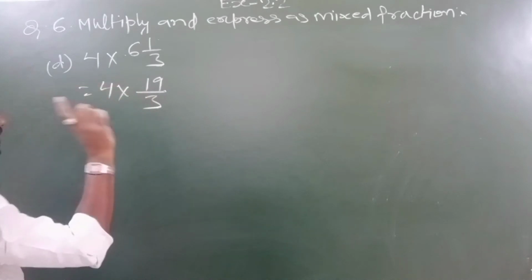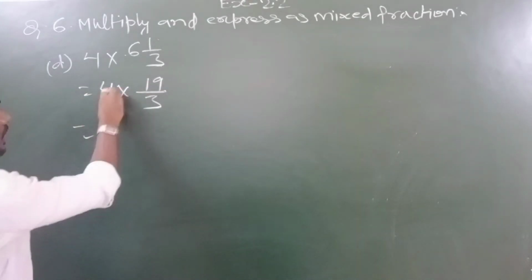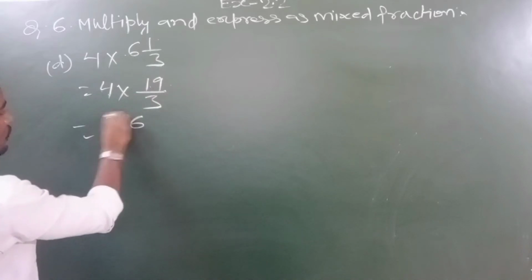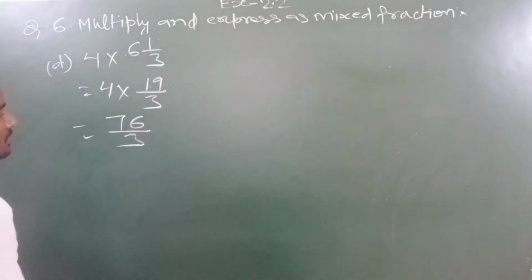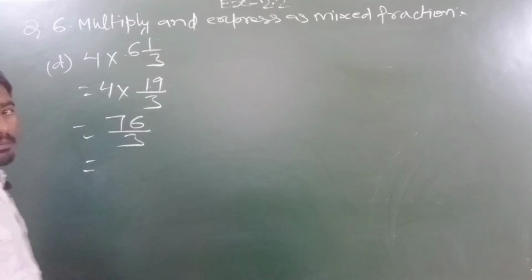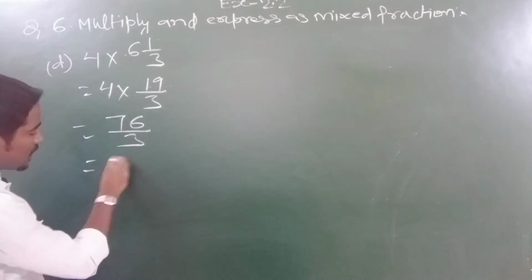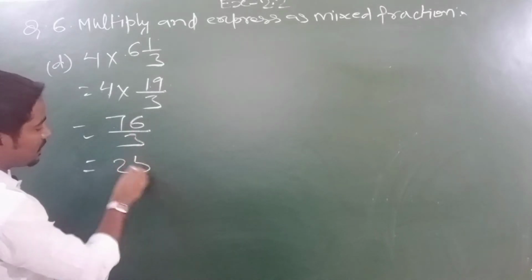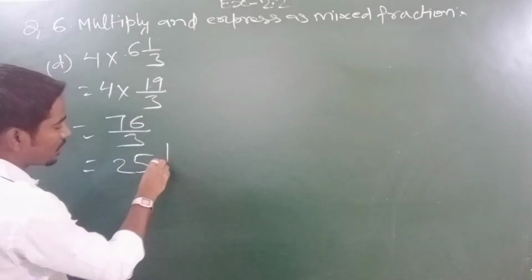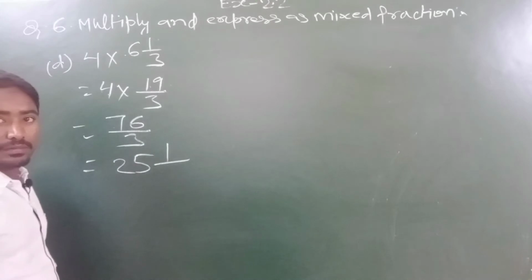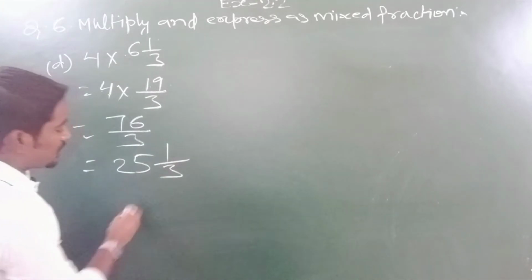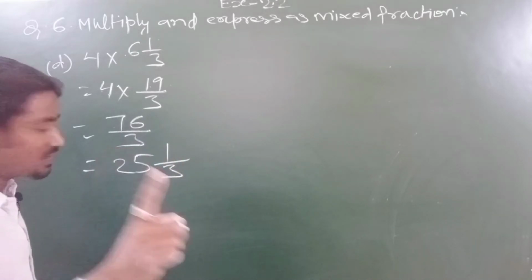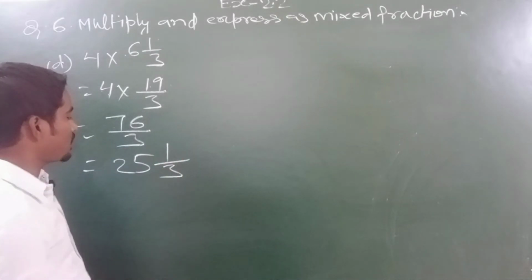No common factor students, so simply we will multiply them. 9 4s are 36, 4 1s are 4 and carry 3, 4 3s are 7. You will have this much. Now convert it to mixed fraction. How will you convert? 3 2s are 6, remaining 1, it will become 16. So 3 5s are 15, remaining how much? 1. 1 will become numerator, and then denominator same thing. So 25 3s, you can see 75 plus 1, 76 upon 3.